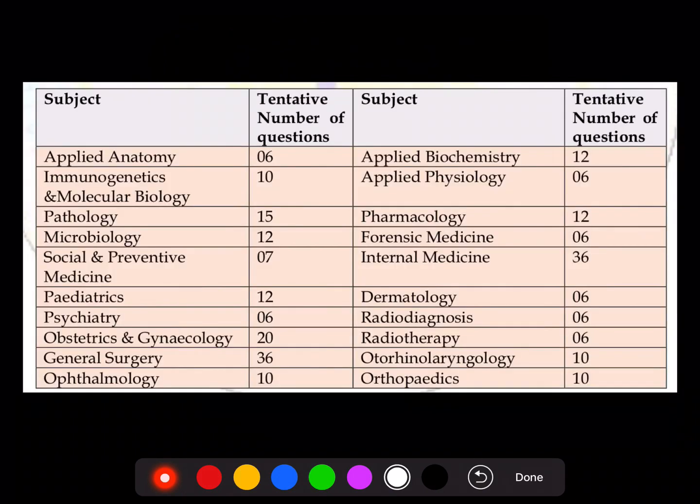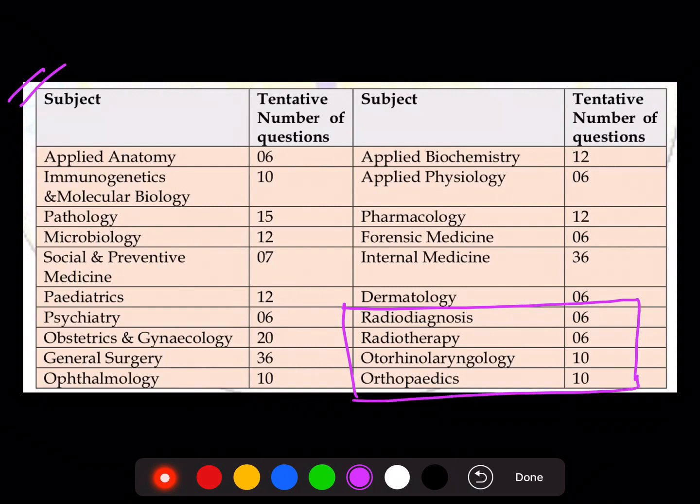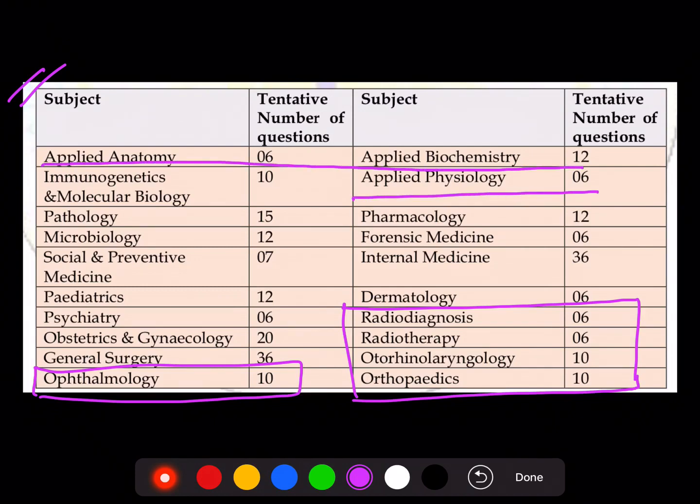So this is the table that has been given in the PGI prospectus, giving the number of questions, expected number of questions from each subject. What I want you to note in this table is the weightage of these short subjects, which is quite high, right? And the weightage of the first prof subjects is relatively lower as compared to the other exams. So if you are feeling a bit underconfident or less revised in the short subjects, I think it's a good idea to revise these short subjects first before going into the exam, right?